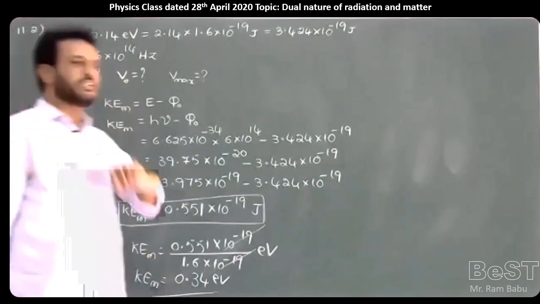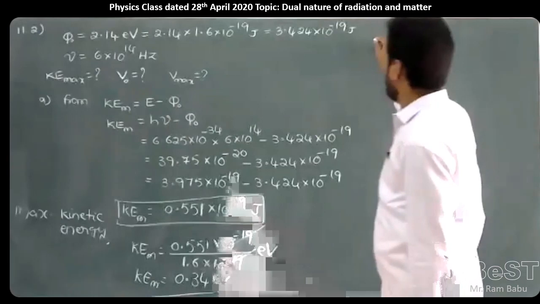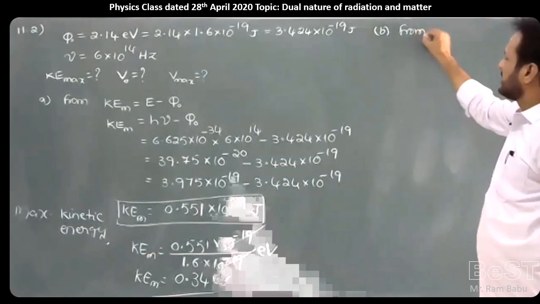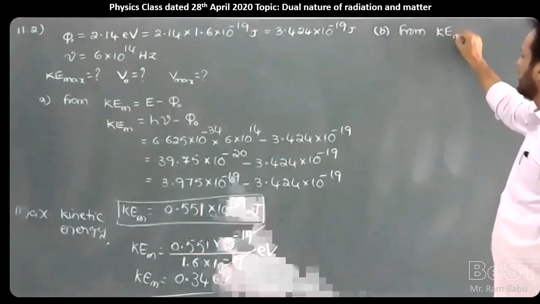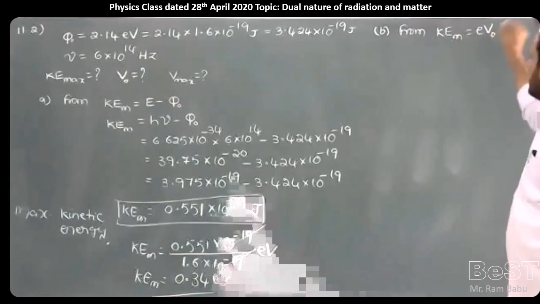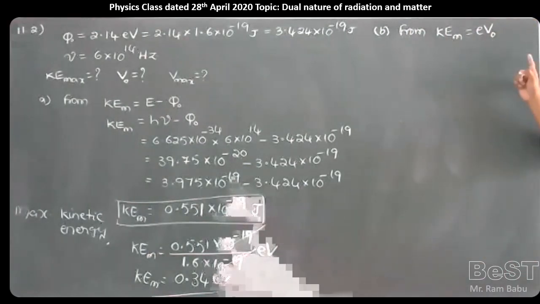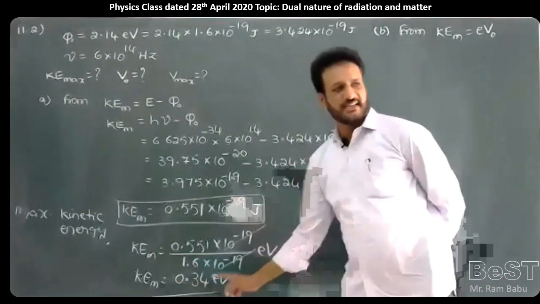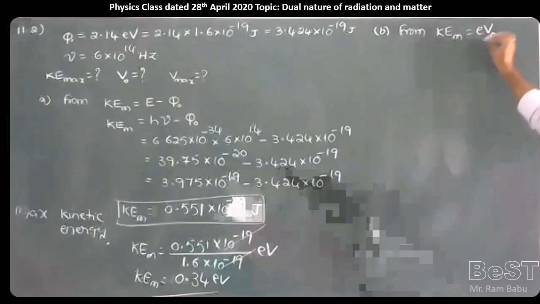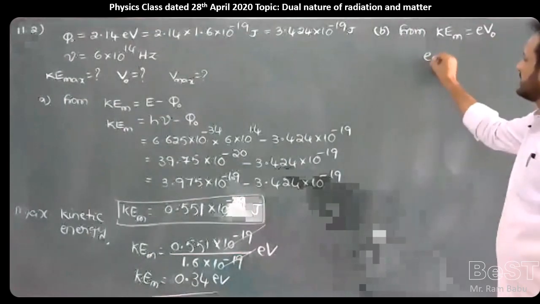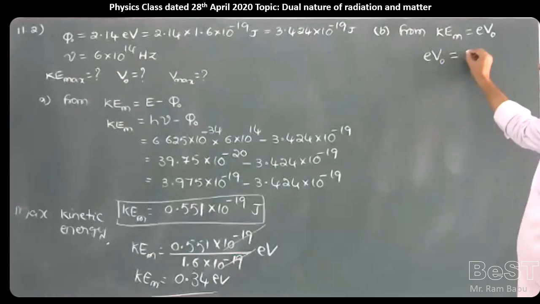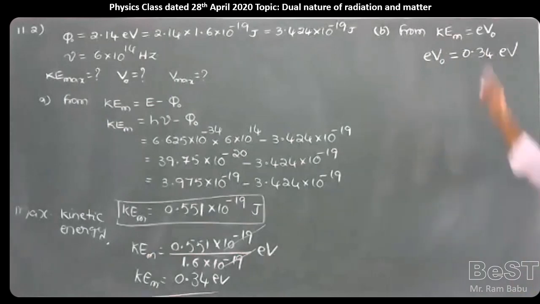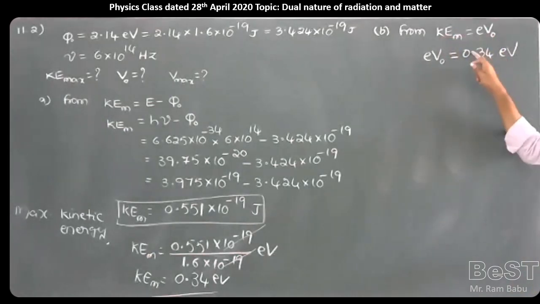What is the stopping potential they asked? Part B. Now the second one I'll write. Stopping potential, from the formula for maximum KE of the photoelectrons, there is a formula eV naught. Maximum kinetic energy of the photoelectrons equals eV naught. But we already obtained the maximum KE value in electron volt. Substitute the KE value here. So eV naught is equal to KE maximum, and in its place I am writing 0.34 electron volt.